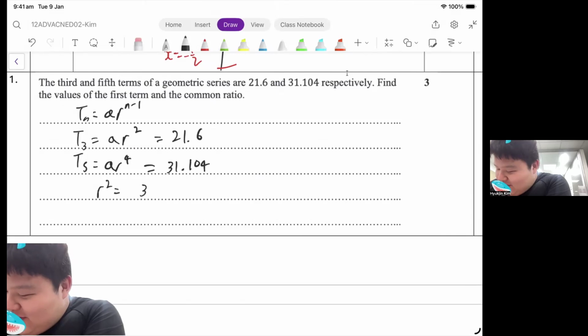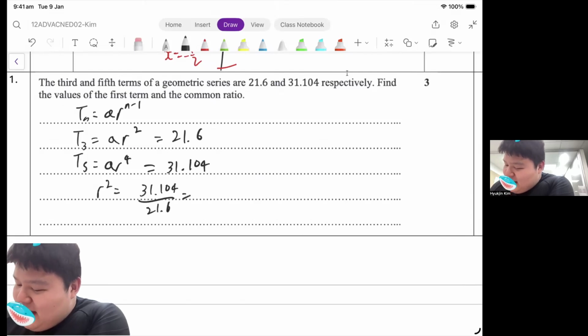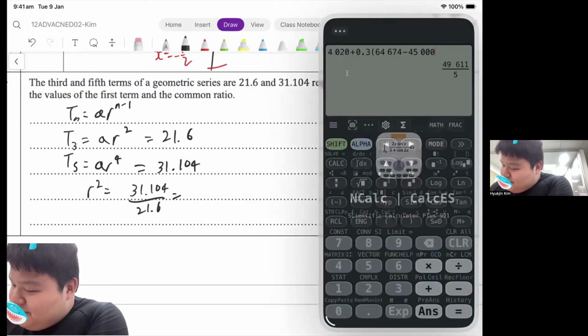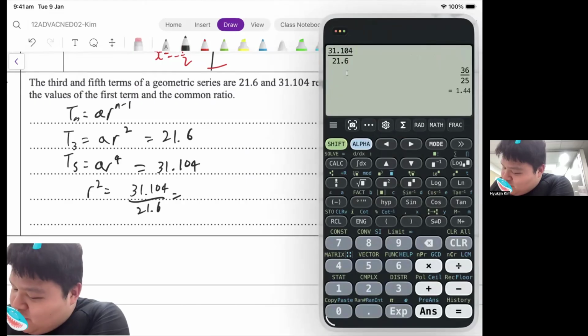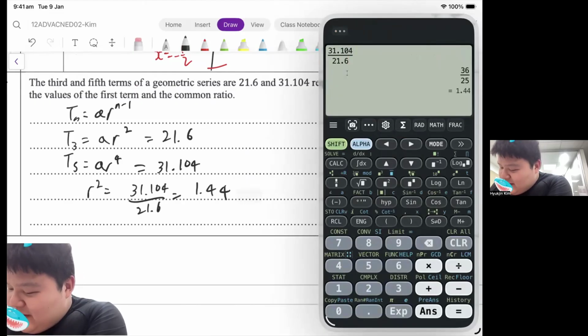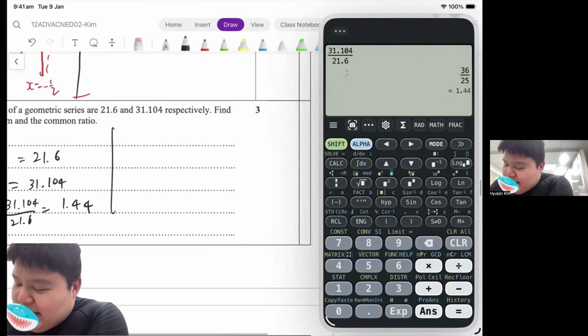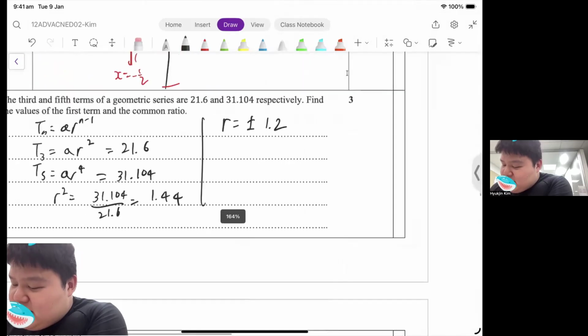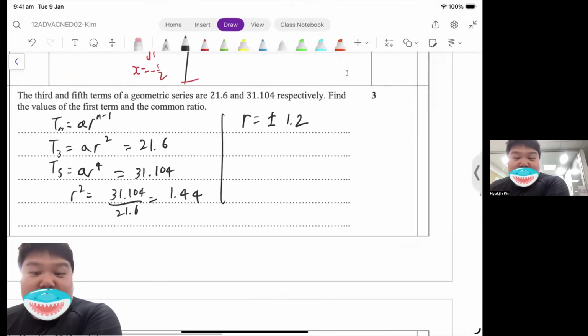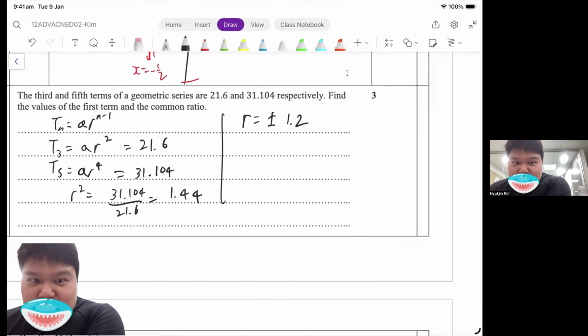Anyhow, so now you just got to do 31.104 over 21.6, and that becomes 1.44. R squared is 1.44. That's so easy. R equals plus minus 1.2 immediately. Okay, and R could be plus minus, so that's fine. I didn't answer the question yet, have I?